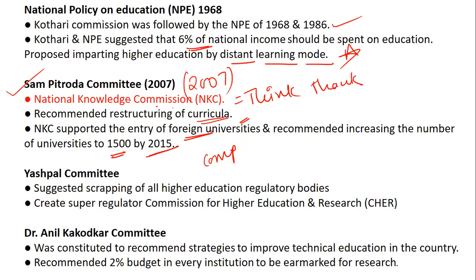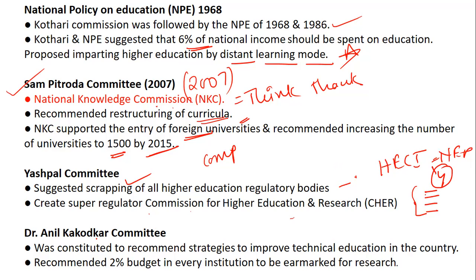Coming to the Yashpal Committee, it suggested scrapping all the higher education regulatory bodies and creating one regulatory commission for higher education and research. Right now we have only the Higher Education Commission of India as per the new education policy, which has only 4 verticals. And these 4 verticals are strictly maintained for accreditation, academics, funding, and the administration part. So that also we have covered.